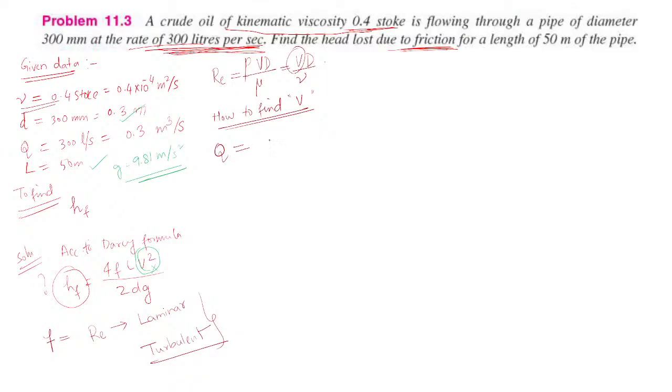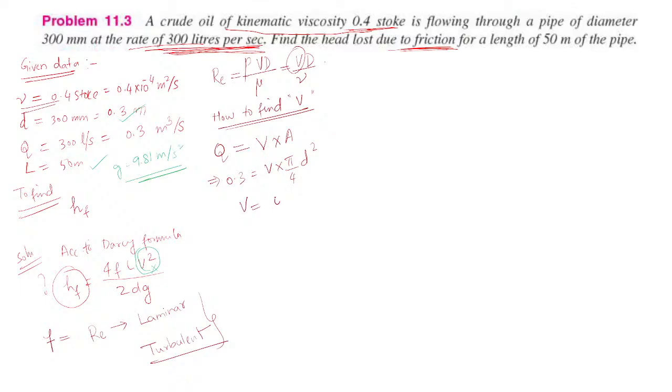What is Q? According to the continuity equation, Q equals V into A. V is the velocity, A is the cross sectional area. Q is 0.3, and V we need to obtain. Now what is A? The area of the cross section of a pipe is pi by 4 d square, right? Now rearrange and find out the value of V quickly, and let's see whether you are calculating or not. Let's do it along with me.